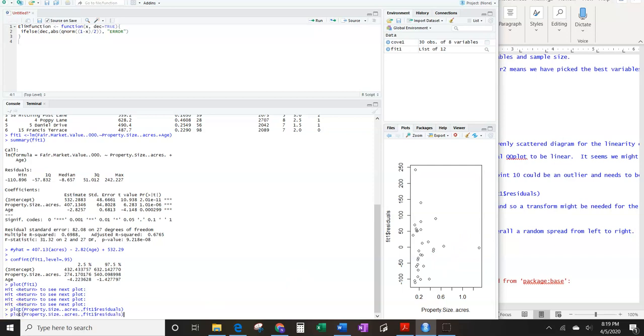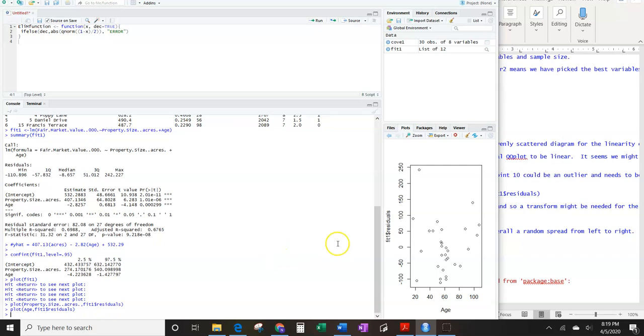All right, after that plot, we would now plot the age of the property. So we plot the age of the property, age x2, against the fitted residuals. You should do this for each variable. You do not want to see a pattern for any one of these variables.